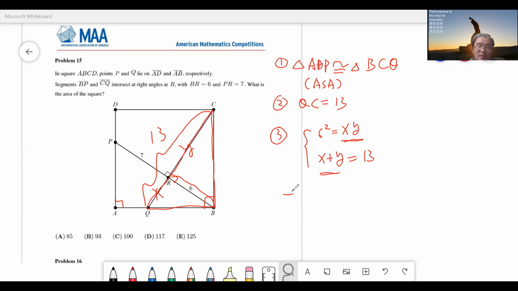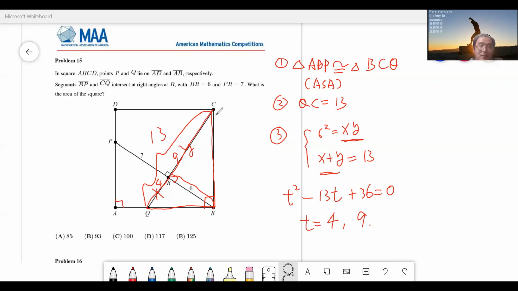A simple way is to write a quadratic equation: t squared minus 13t plus xy, which is 36, equals 0. Then we just solve for t. It's easy to find t equals 4 and 9. So one is 4, the other is 9. Of course, this is going to be 9, and this is going to be 4.